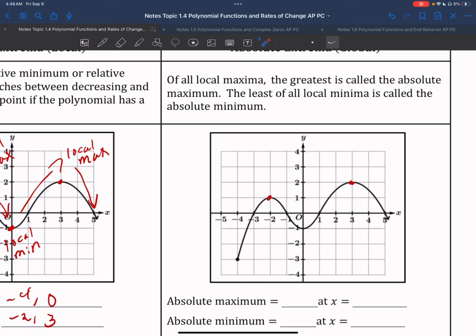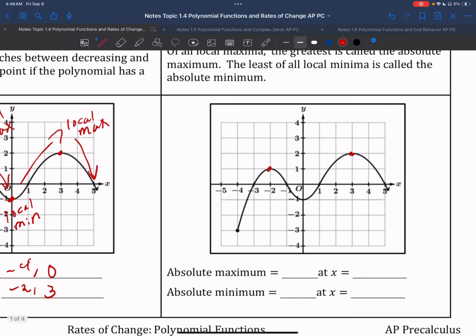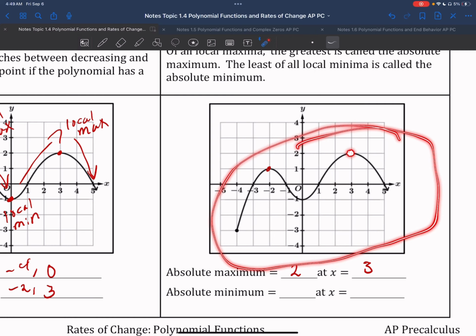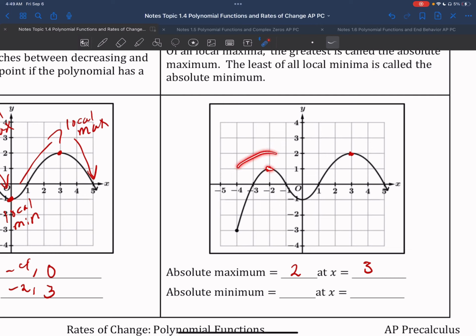Now I have to worry about the y value as well because it's going to be part of my answer. So I'm going to say that the absolute maximum for this graph is going to be y equals 2. So I'm going to say absolute maximum equals 2, and it's going to happen at x equals 3. Keep in mind that every absolute maximum will also be considered a local one. Again, if you look at the area, this will be the highest point in the area. But if I look at the whole graph, it is the highest point in the whole graph. If I look at this one, it's only the highest in the area, not in the whole graph, because this point is higher than this one.